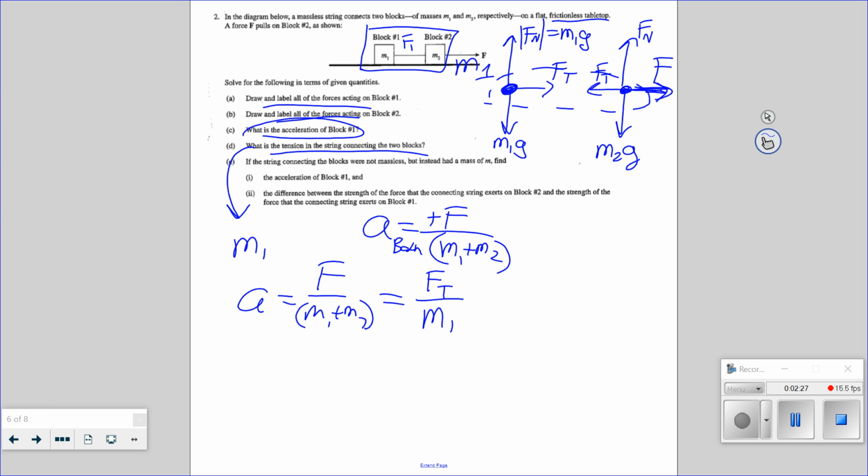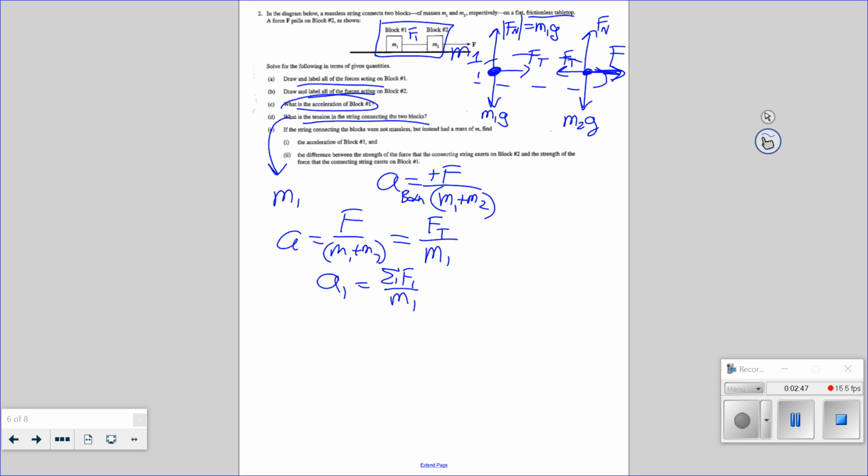Did I lose you there? This is just the acceleration of block 1. They both accelerate the same. They're connected. It equals the sum of the forces on block 1 divided by the mass of block 1. And I calculated acceleration in an earlier step.